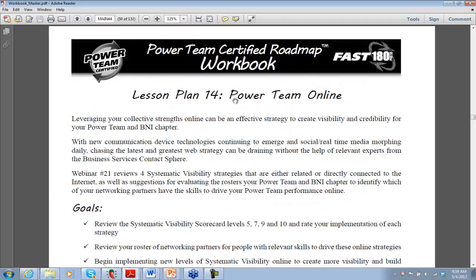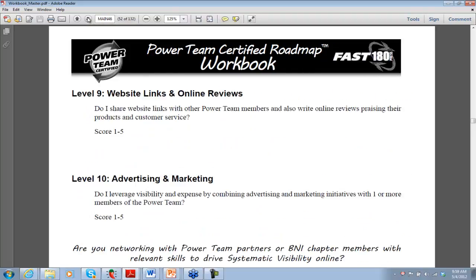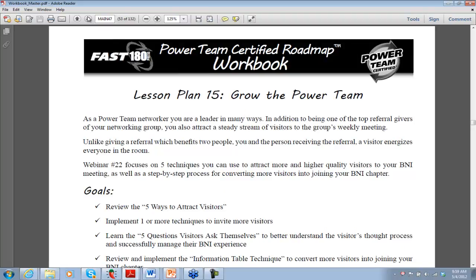Lesson plan 14, Power Team Online. This is really a very specific drill down into some of the more advanced levels of systematic visibility, 5, 7, 9, and 10, that have an online application. Okay, but for today, we're going to get into lesson plan 15 and talk about growing the Power Team. Okay, so right now we're talking about growing the Power Team.